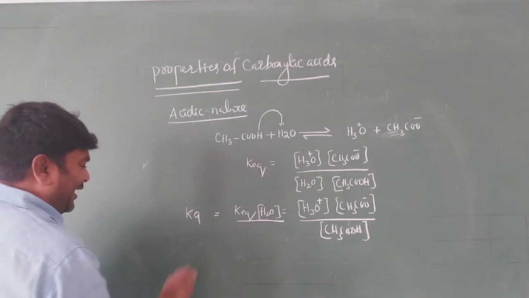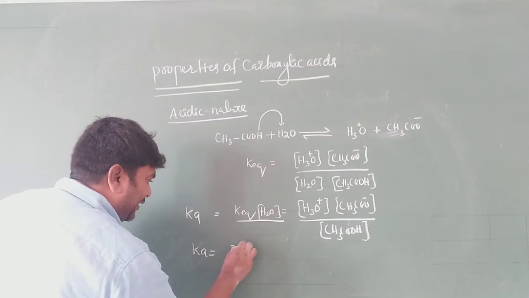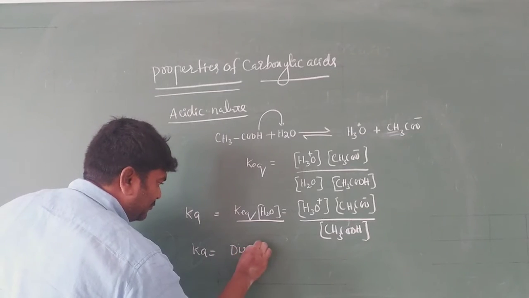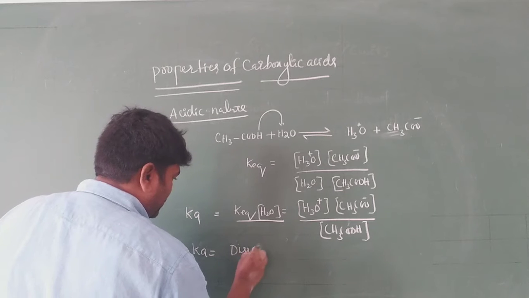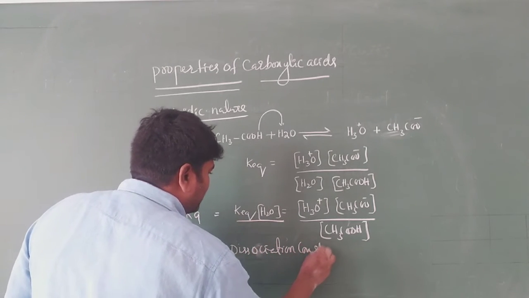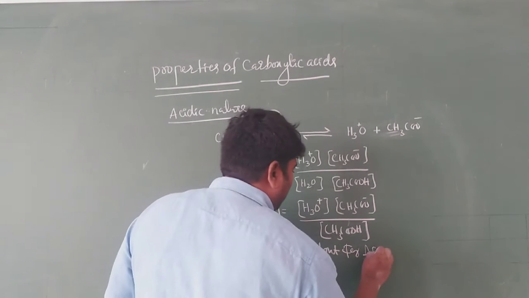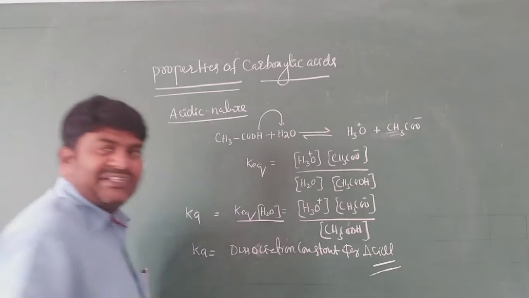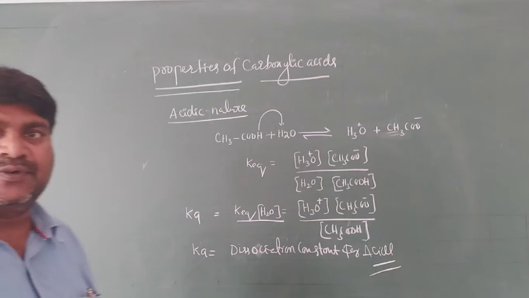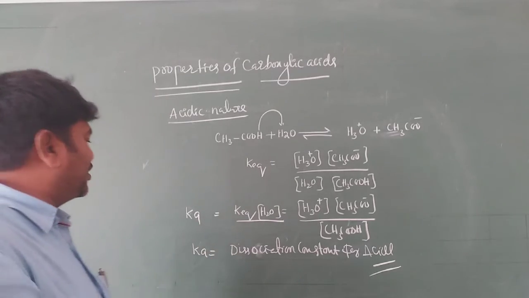Okay, so this is equal to Ka. What is Ka? Ka is the dissociation constant for acids. It is very important, my dear students. Dissociation constant for acids. Okay.